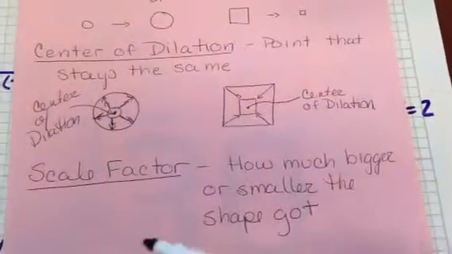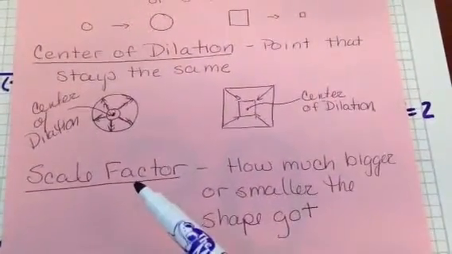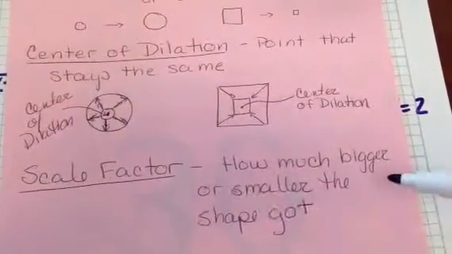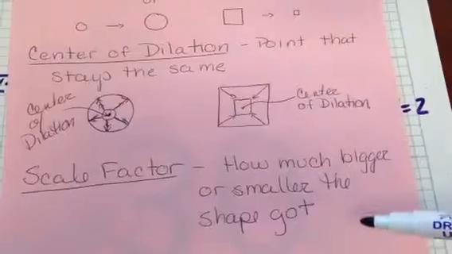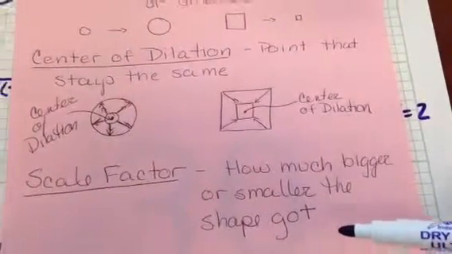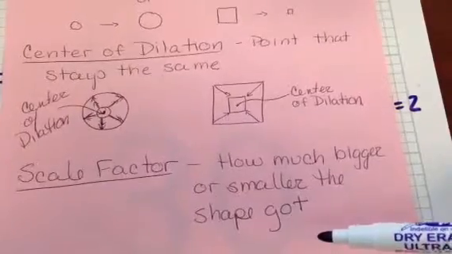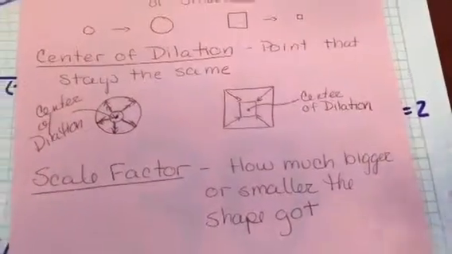Now the third vocabulary that I want to make sure you are familiar with is the scale factor. And a scale factor is just how much bigger or smaller the shape got. Got bigger by 2 times, it's going to be 2 times bigger. If it got smaller by a half, the scale factor would be a half.